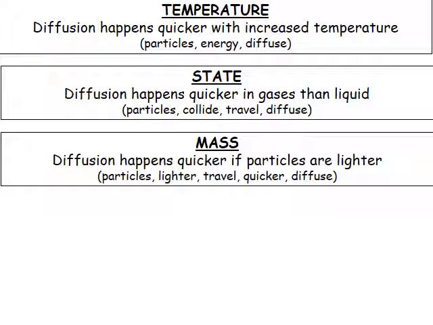Okay, just a recap of the three different factors which affect the rate of diffusion. Temperature, first one: diffusion happens quicker with increased temperature because particles have higher energy, therefore move quicker and diffuse quicker. The second factor is the state it's in: diffusion happens quicker in gases than in liquids, because particles in gases collide less frequently, therefore travel further, and diffusion happens quicker. Your third factor is mass: diffusion happens quicker if the particles are lighter, because lighter particles travel quicker and therefore diffuse quicker.